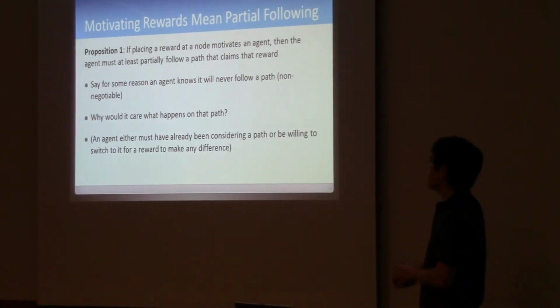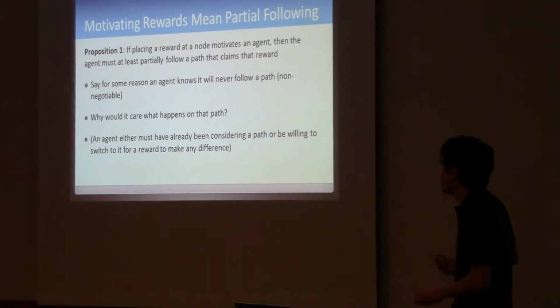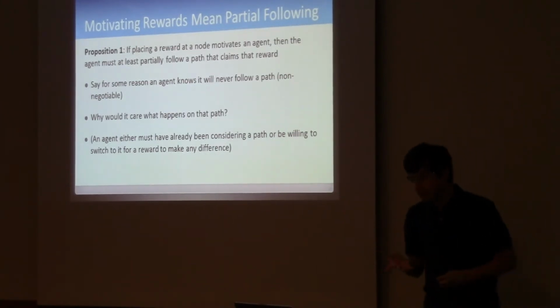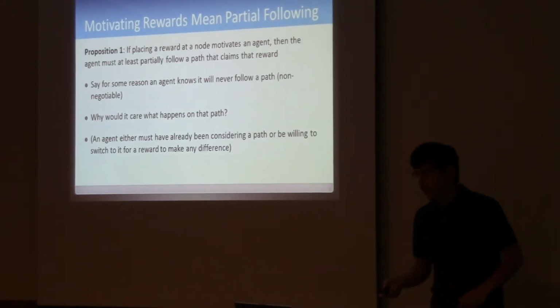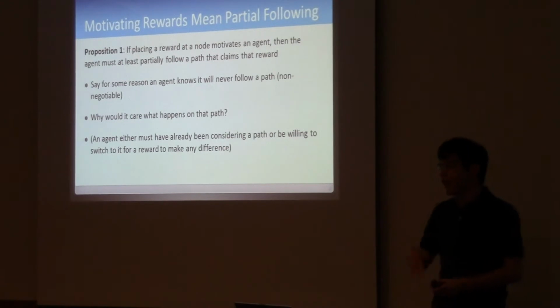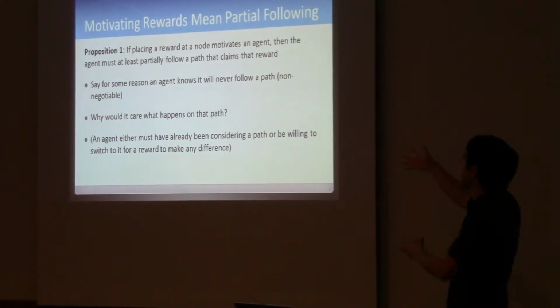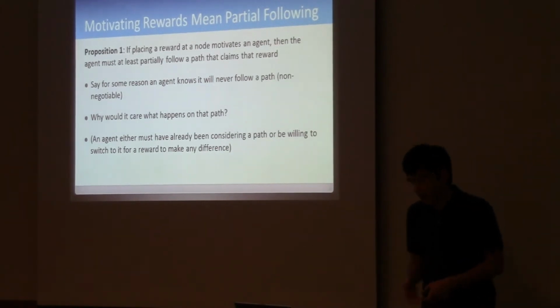I want to introduce some results that I have, hopefully very intuitive, not math notation, as Professor Peterson suggested. So first of all, if you place a reward on a node and it motivates the agent, I claim that an agent must at least partially follow the path. It can't fail to follow the path. There has to be some contingency in which it would consider following that path. Because if an agent will never follow a path, for some reason it's just not allowed to or something, no matter what reward you put on it, well, why would it care what happens on the path, right?